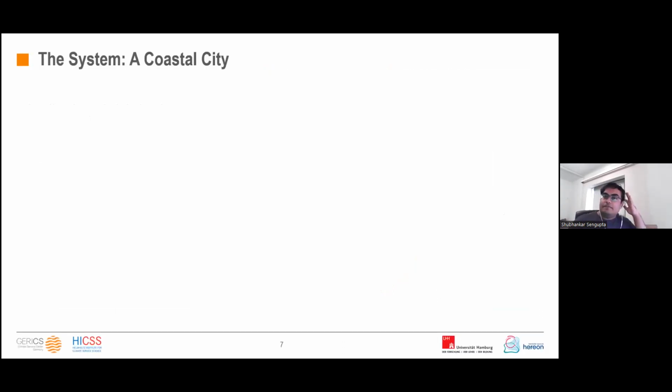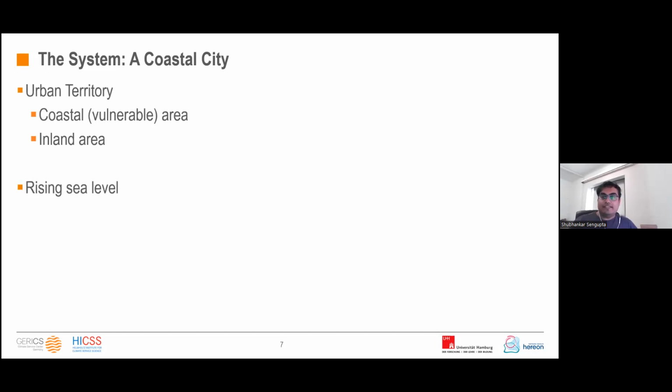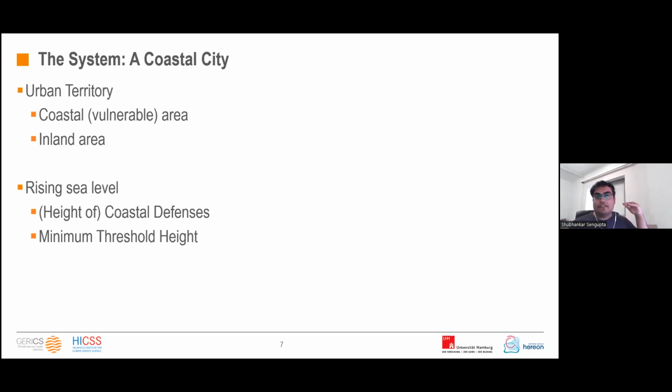So our system is currently in a non-spatially explicit form, though we do plan to extend it to a spatially explicit version. It is an arbitrary area designated as the coastal city, with a certain fraction lying on the coast itself and thus vulnerable to climate change-induced damages, and the rest being inland. Over the course of the simulation, gradually rising sea levels threaten the coastal territory unless sufficiently developed coastal defenses are present. We represent this in terms of their height, which is the amount of sea level rise that they can effectively protect from. We dictate this minimum threshold height, which is how much higher than the sea level the defenses need to be to result in a zero damage case.